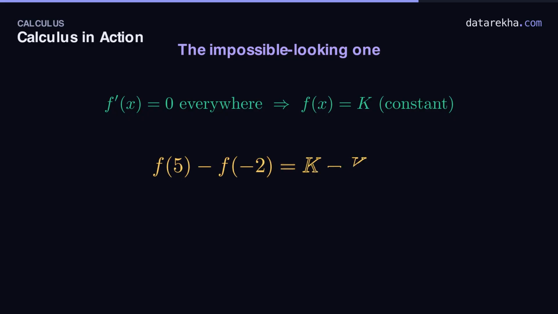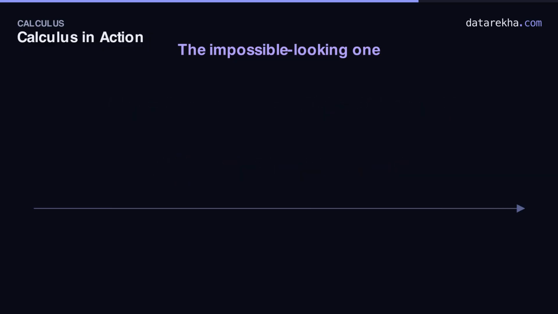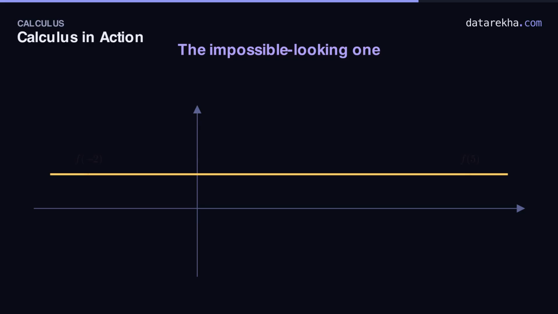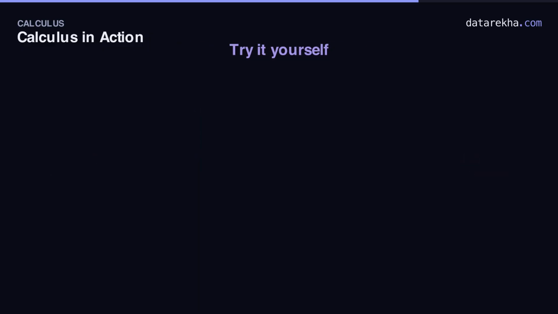So f of 5 and f of minus 2 are both just k. Their difference is k minus k, 0. From a single inequality with no formula anywhere in sight, a clean, exact answer, 0. Picture it. The squared bound pins the slope to 0 everywhere. So the only graph allowed is a perfectly level line. Whatever height it sits at, f of 5 and f of minus 2 are the same value, and their difference is nothing at all.